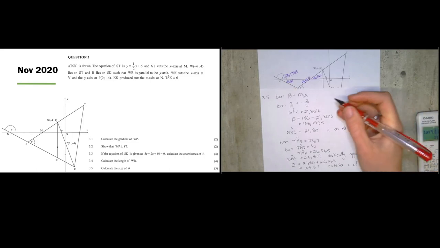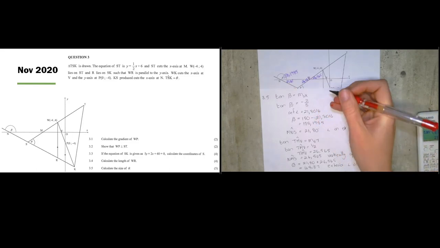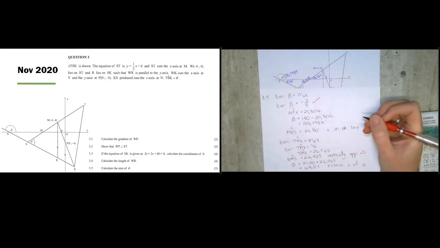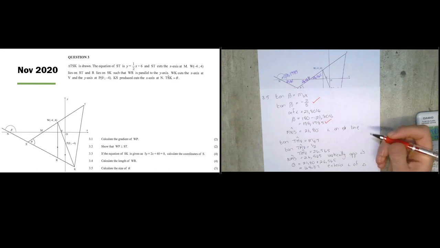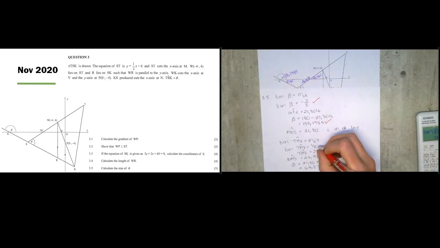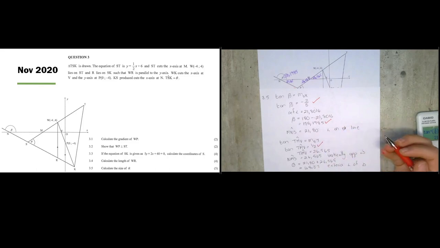Let's see where the marks were allocated. This was a 5-mark sum. So it was a mark for the first one for saying tan of beta is equal to the gradient of negative 2 over 5. Then a mark for calculating the size of beta. Then we have a mark for the tan of angle TMV equals a half. And the size of angle NMS with the reason, showing your method. And then the final mark for getting your angle theta with the reason of exterior angle of a triangle.